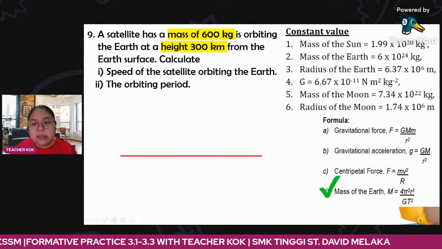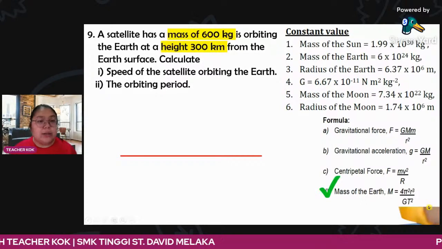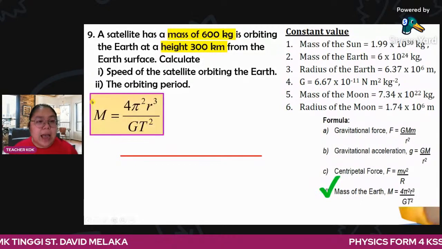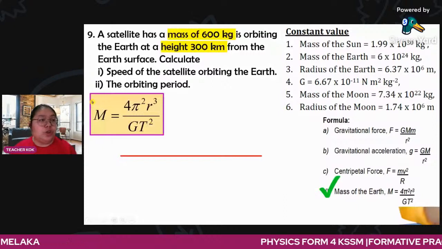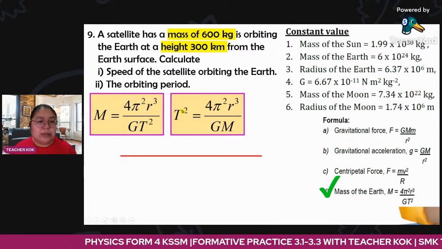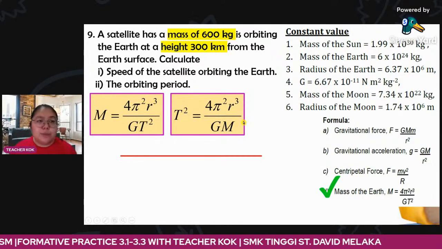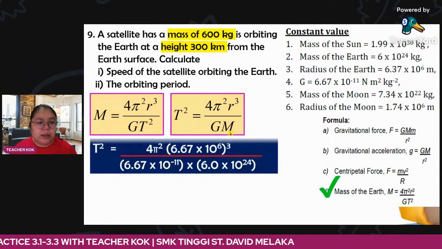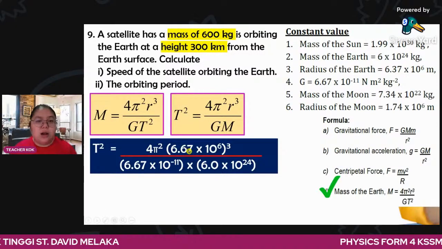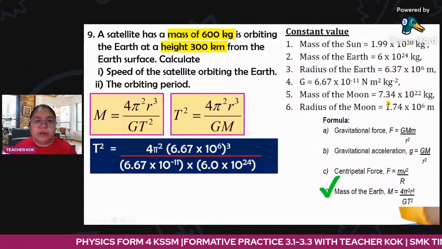So from here we got T. Only this formula has T, so I need to rearrange this formula to take out the period. This one is M equals 4 pi squared R cubed over G T squared. So I want to take out the T squared, so T squared equals 4 pi squared R cubed over GM. Everything, put in. This one is the distance R, the distance from the radius of the Earth, then you need to plus some more.